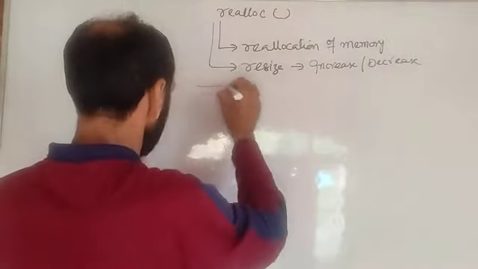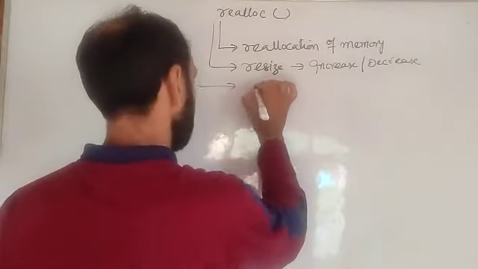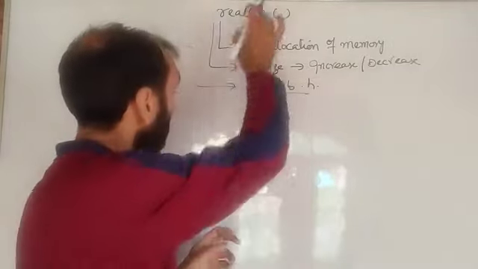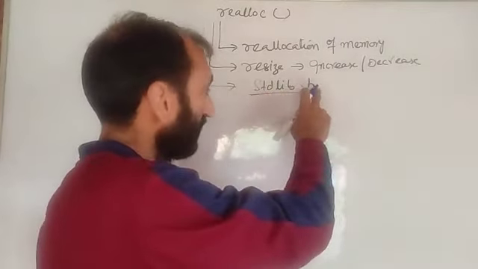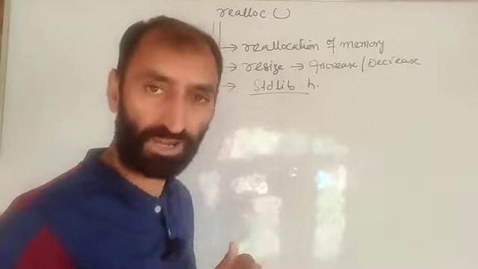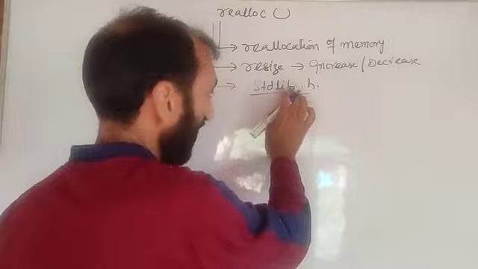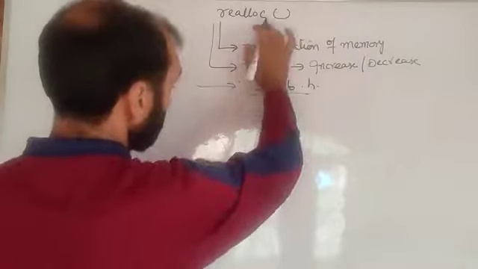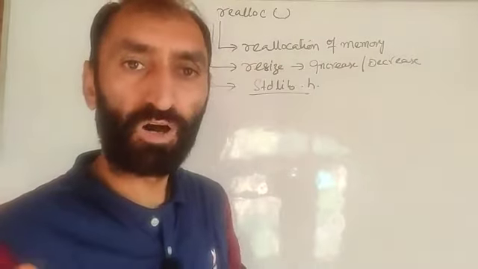And third, realloc function is defined in the header file stdlib.h. This realloc function is the inbuilt function which is defined in the header file stdlib.h, as the other two functions which we have already discussed, malloc and calloc function. Those two functions are also defined in the header file stdlib.h. So we can say that this realloc function is used for reallocating the memory that has been previously allocated by using the malloc or the calloc function.